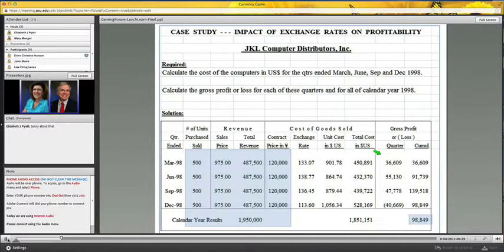36,000 first quarter, 55,000 the next quarter, 47,000 the next quarter. Wow, this is really doing well. I'm actually exceeding my expected profit in the first 3 quarters. And then all of a sudden, the dollar starts to weaken in December of '98, and all of a sudden I lose $40,000. But here's the good news.